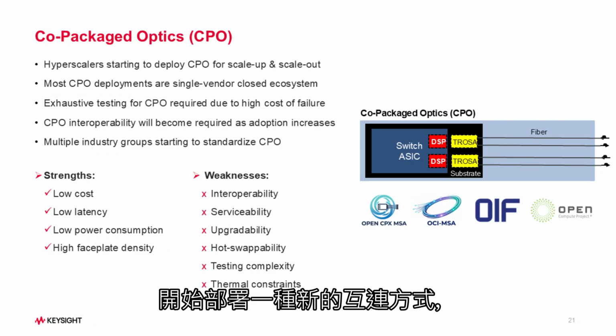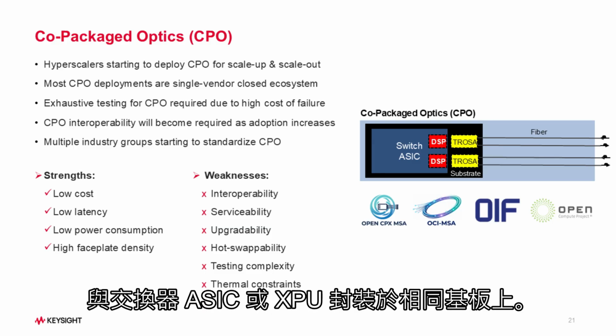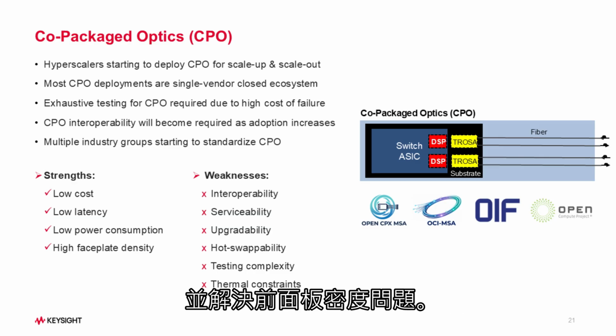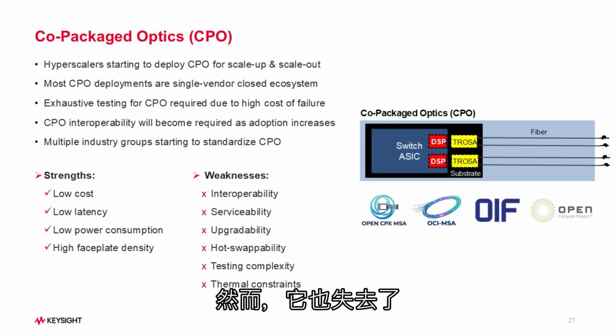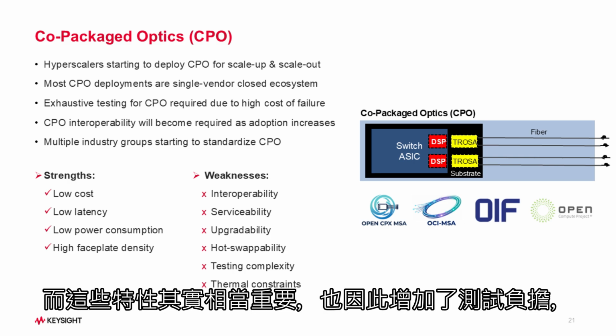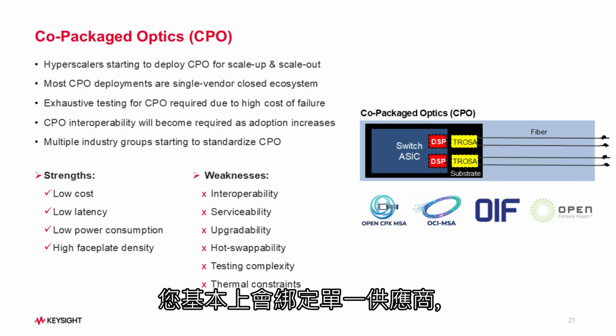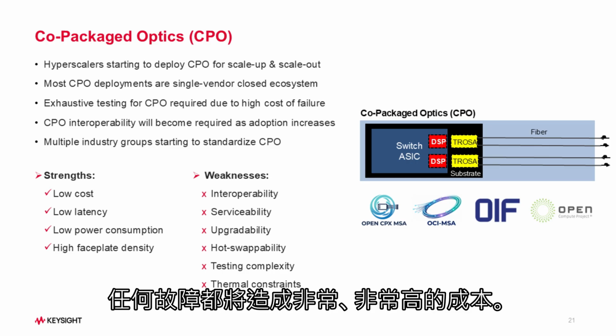So hyperscalers are starting to deploy a new type of interconnect that packages the optics on the same substrate as the switch ASIC or the XPU. Co-packaging the optics reduces power and cost and solves the faceplate density problem. However, it also loses the flexibility and serviceability of pluggables, which is highly desirable. And that adds an additional test burden due to the high cost of failure of co-packaged optics. So with co-packaged optics, you're locked into a single vendor, and any failure is very, very costly.